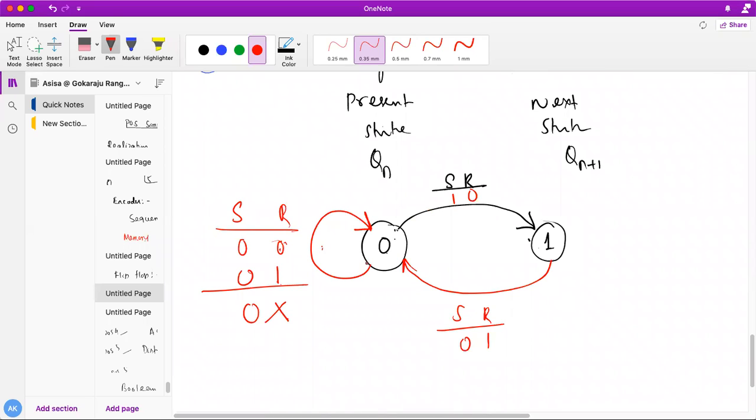Am I correct? If it is transiting from 0 to 0, it means the present state is 0 and the next state is also 0. So at that time, what is my S and R? S and R is 0 and don't care.